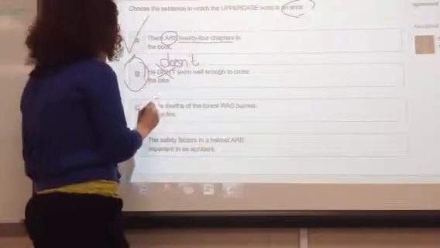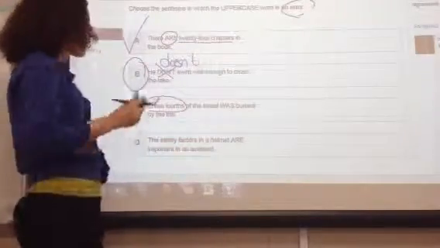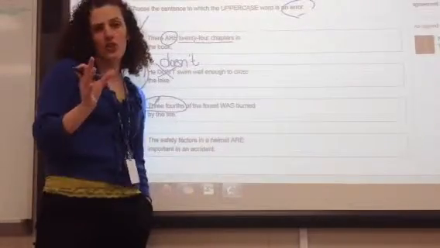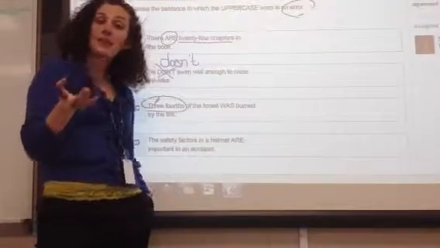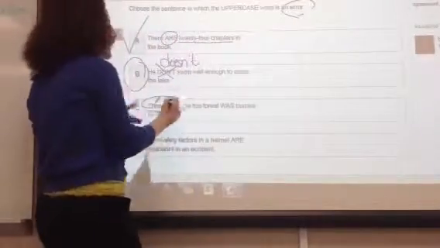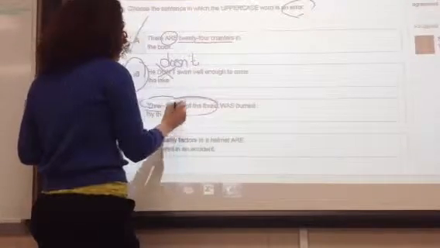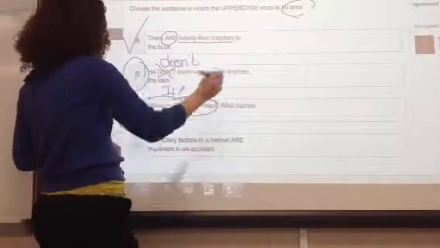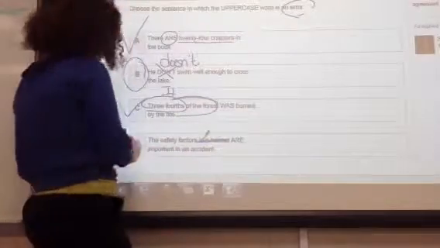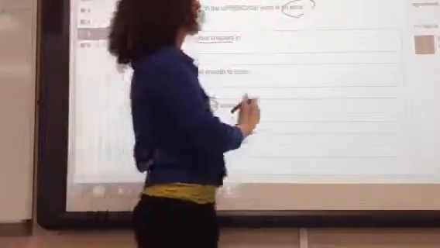Let's look at the other two then. 3/4 of the forest was burned by the fire. Okay, when you have a fraction it is always singular because you're taking that 3/4 together as one. So that 3/4 is really an it. So you would say it was burned by the fire, which is correct. The safety factors in a helmet, get rid of that interrupter, are important in an accident. That one's correct. So we got the right answer.